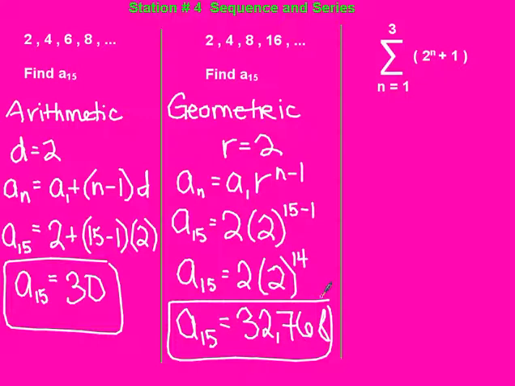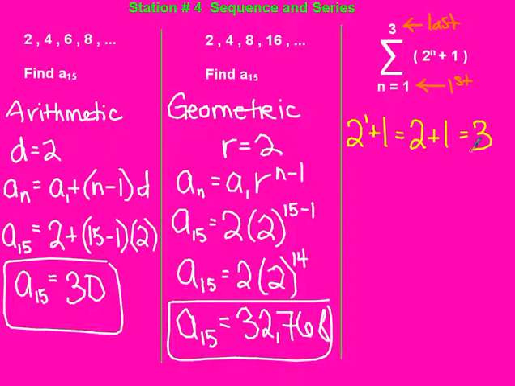This last symbol is the sigma symbol. It means sum. The number here tells you what to plug in first. The number up top tells you what to plug in last. So the first thing that we're going to plug in is a 1. We're going to plug it into the function, 2 to the first plus 1. Well, that's 2 plus 1, so that's 3.